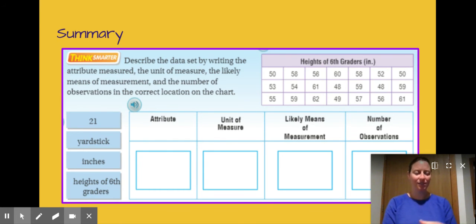So attribute, which one of the four to the left is an attribute? Which one's a unit of measure? Which one did they use to measure everything? And what were the observations?